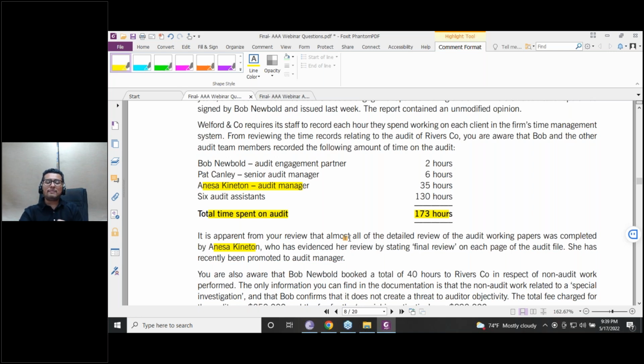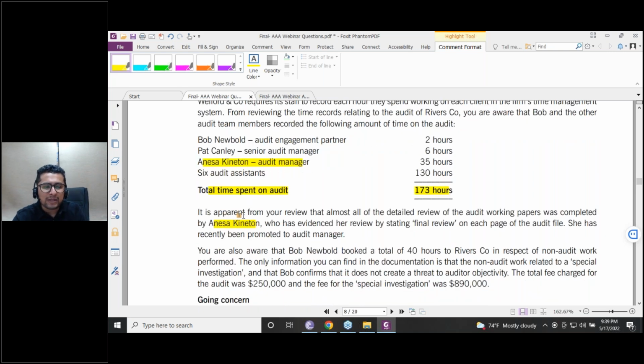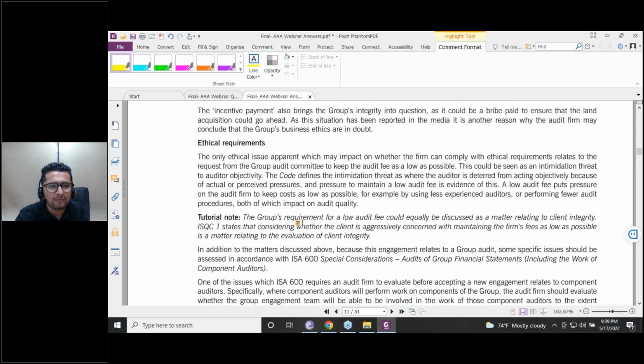Now, there are many issues over here. Take your time, please read this little paragraph, try to figure out the issue. Issue number 1, she does not seem to be competent enough because she has just been promoted to audit manager. Secondly, she has performed all the reviews. Nobody from the senior audit manager or the engagement partner has performed any review whatsoever. Last but not the least, when she performs the review, she just states final review on each page, which is not appropriate. She should have signed those documents. So there are many quality-based issues over here. Let's see what the solution has to offer.